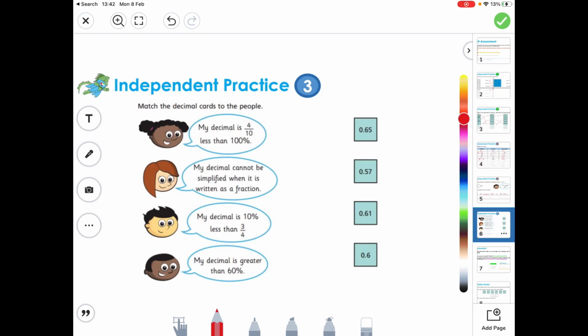Okay, if we start with the top one, my decimal is 4/10 less than 100%. So if we write this, 4/10 is the same as 40 over 100. If we have 100 over 100, take away 40 over 100, that would leave us with 60 over 100. Is there a decimal there? 0.6? Yes, and it's the one at the bottom.